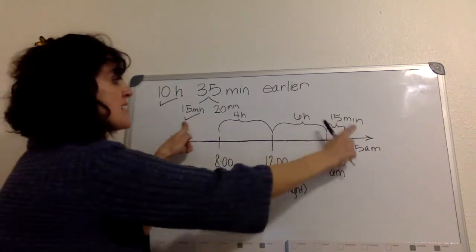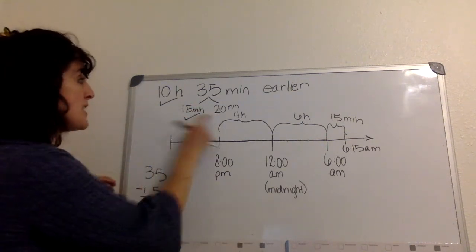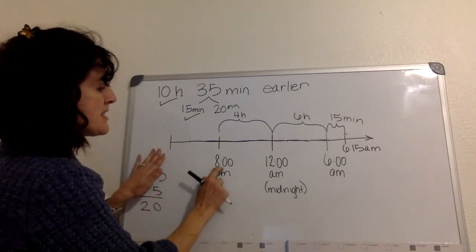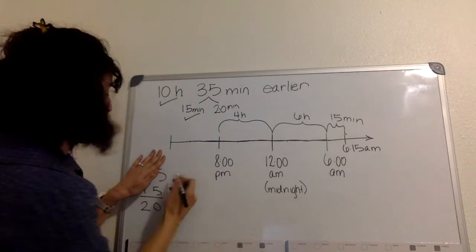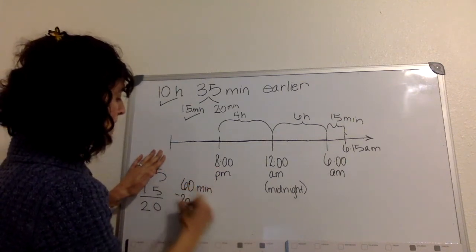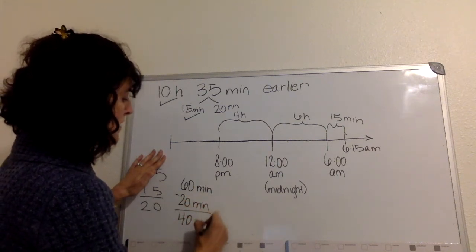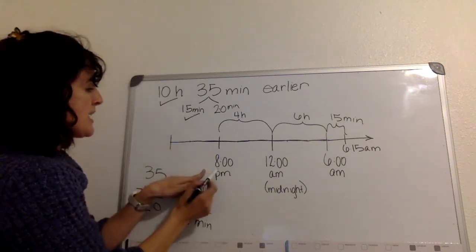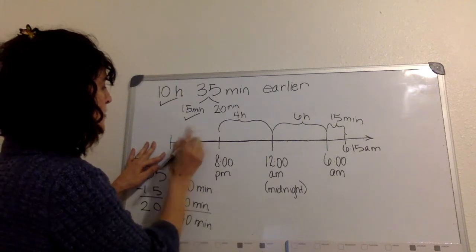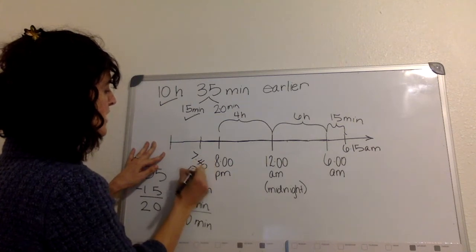My 15 minutes are taken care of. Now I just have to deal with my last little 20 minutes. So I know that this is the 60-minute mark right there. 60 minutes minus my 20 minutes will bring me to 40 minutes. 40 minutes will bring me right about here at 7:40 p.m.